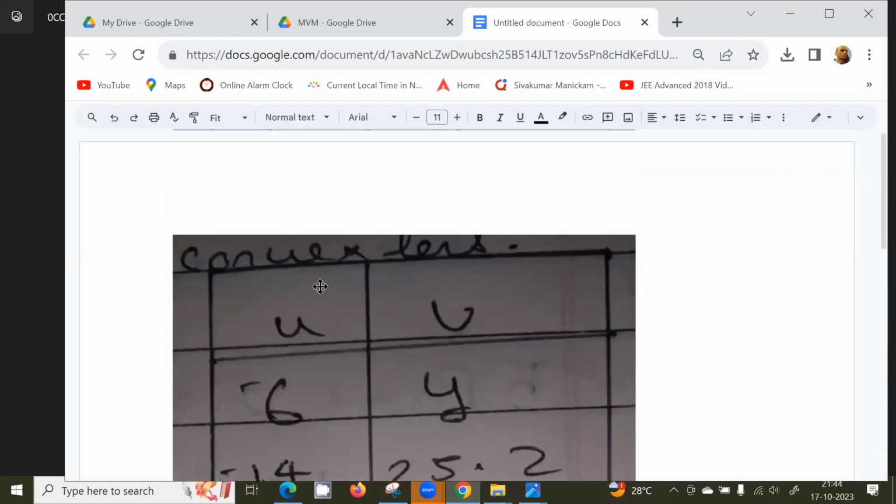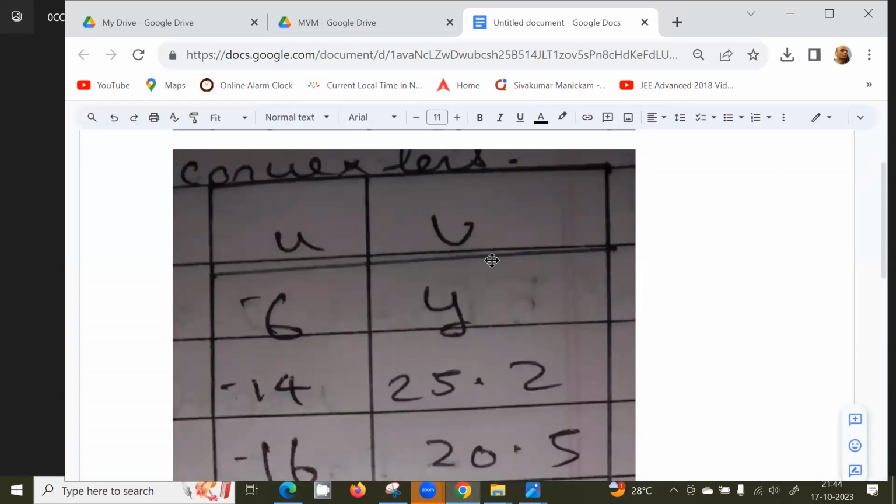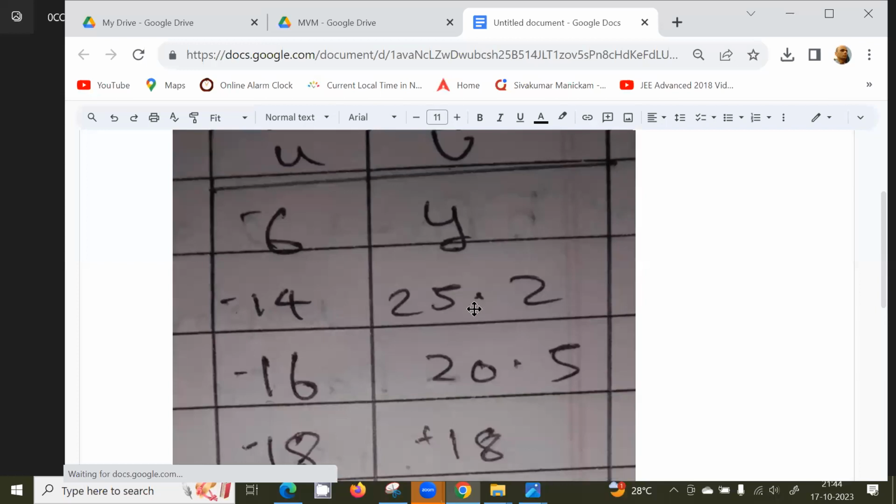So there is a question. They are saying it's a convex lens, and we are given data. I'll choose the second data. U is minus 14. So I can find the focal length.